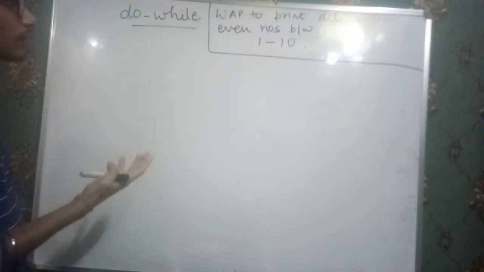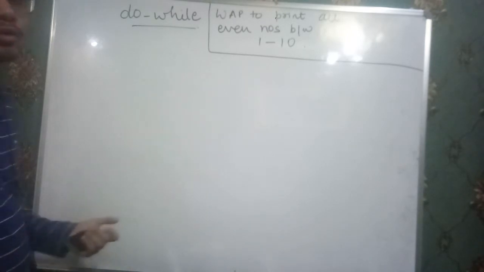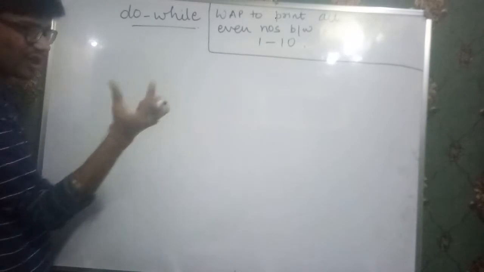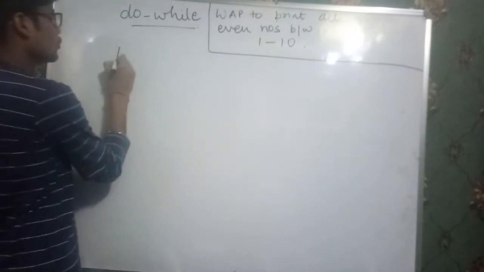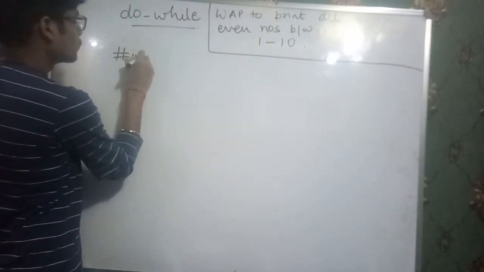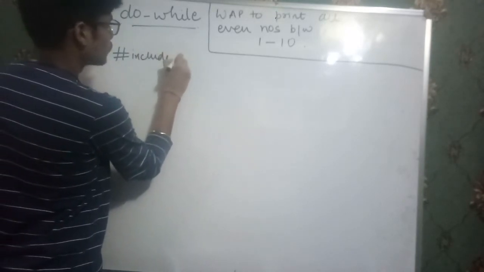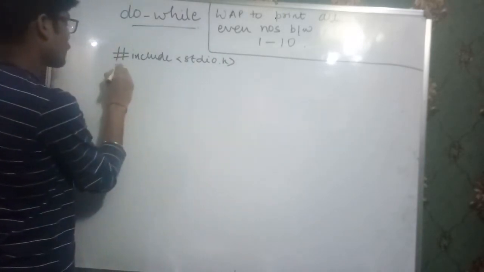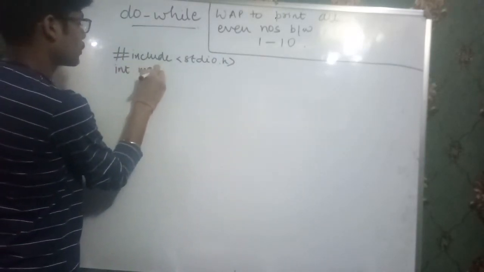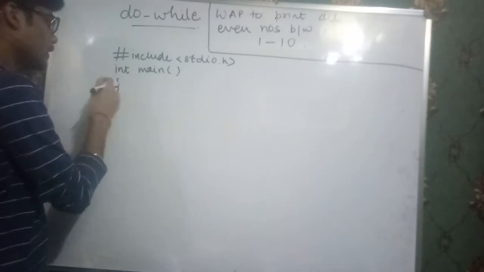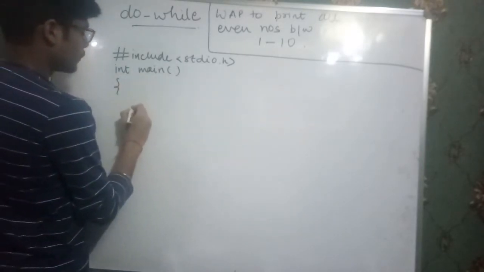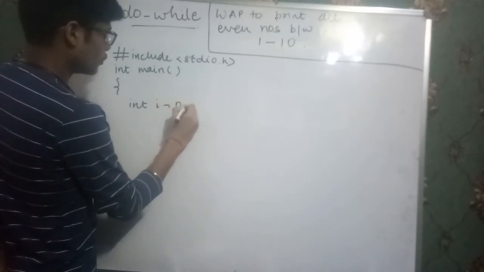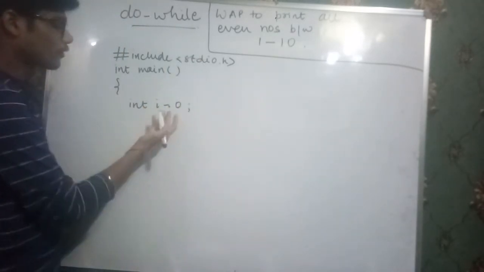You all know that even numbers between 1 to 10 are nothing but 2, 4, 6, 8, 10. So we are going to print that, nothing else, just as an example for do while loop. So generally we write this, that you all know. So basically int main. After this, we are going to write int i is equal to 0.